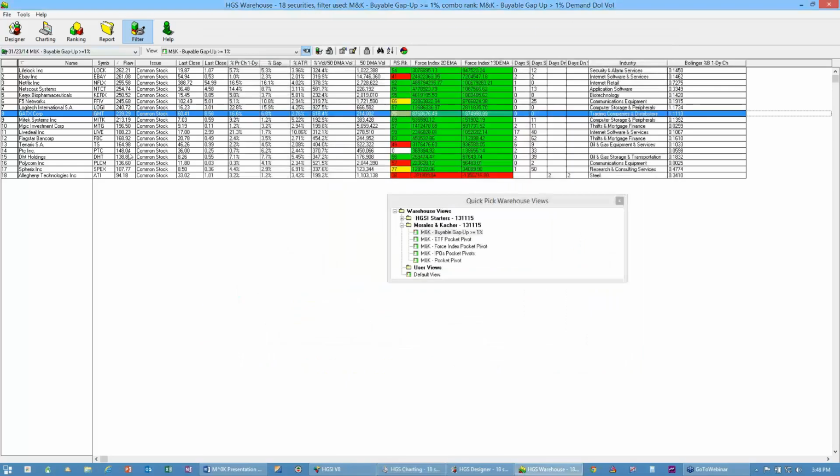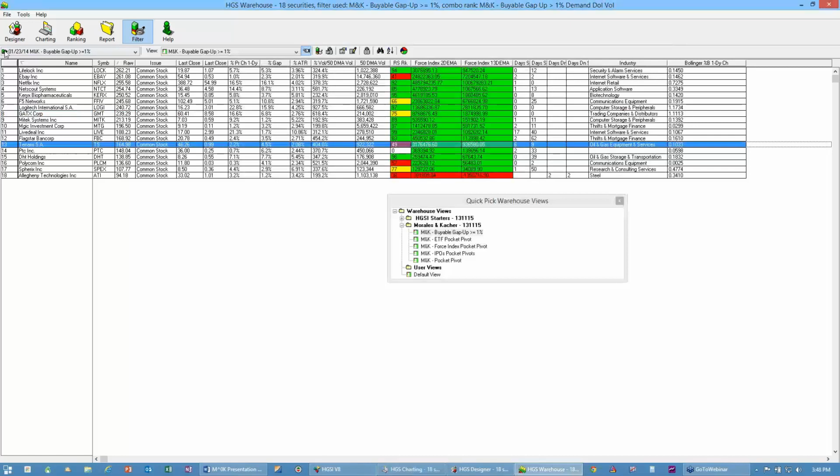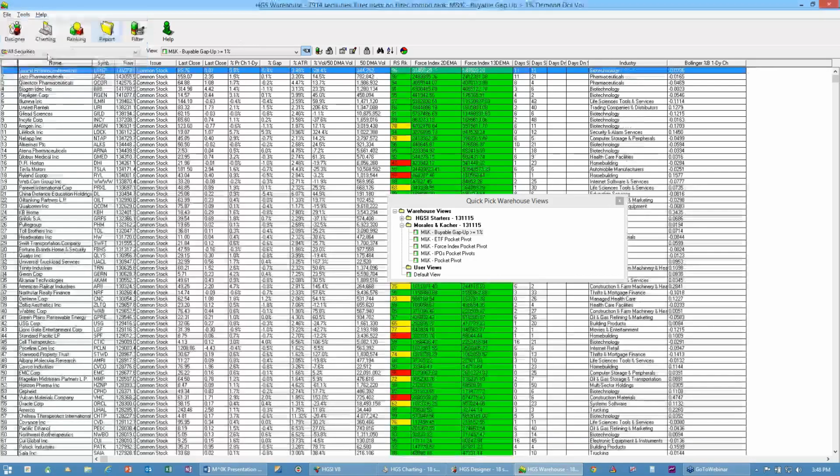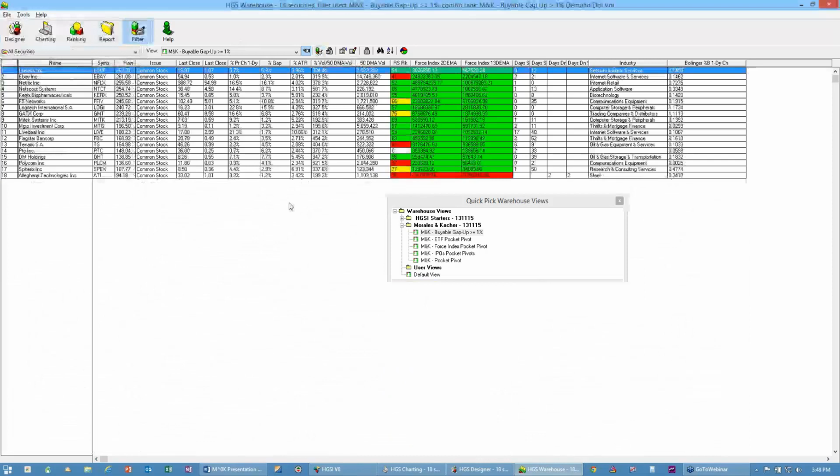Now I want to show you something else here. I am in the smart group. Now this is a shortcut key to get you to all securities. To do that, hold down your Alt key and hit your Shift key, and if you watch up here, you'll see that it takes me to all securities, and then I'm going to reapply this filter, and what do we have? We have the same stocks that are contained in the smart group.